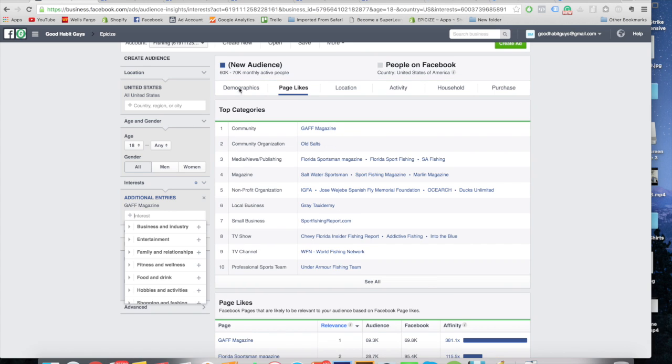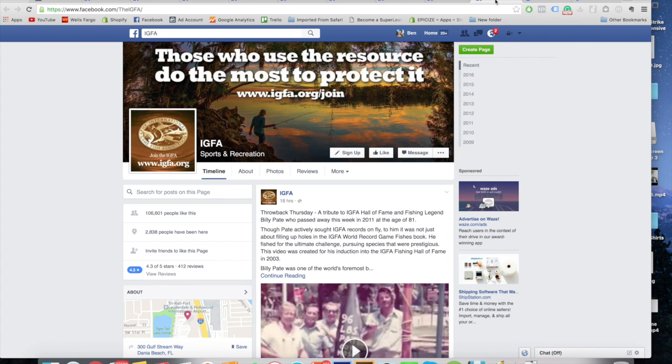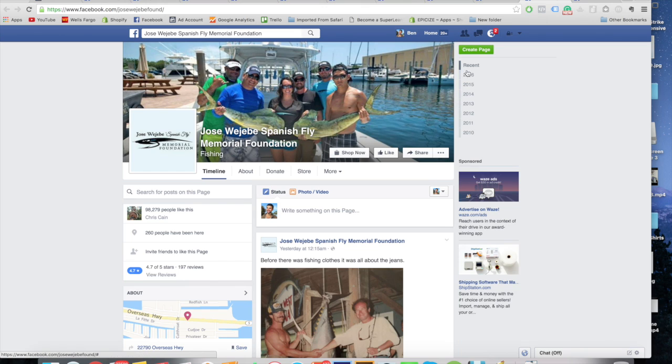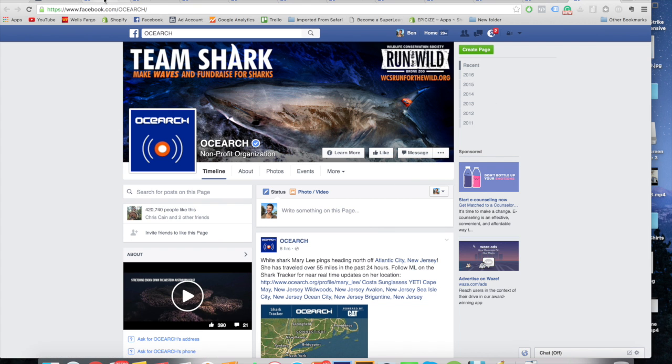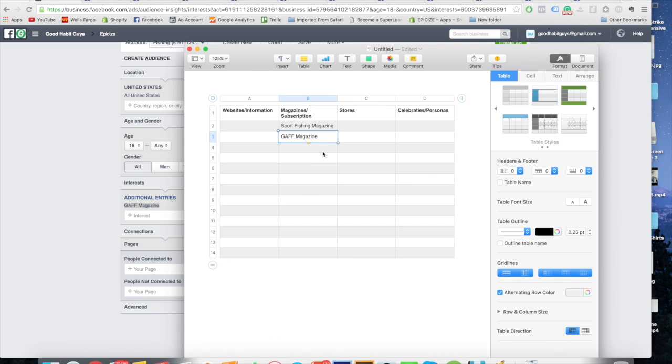Jeff magazine, see, excellent, 60 to 70,000 monthly active people, and again we have a lot of pages. Now a lot of these are already open here because it's related to the former interest I investigated, but I'm just gonna start to open some random pages and see, first of all, how related this is to fishing, and second of all, if I can find more interests. Okay, so let's see what I can find. IGFA, sports and recreation. We got another fishing page, another fishing page, and another fishing page. So again, we have here another good audience, which we're gonna write down, another good interest, GAFF magazine.